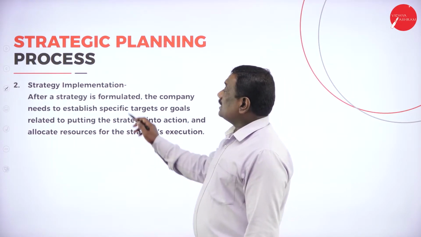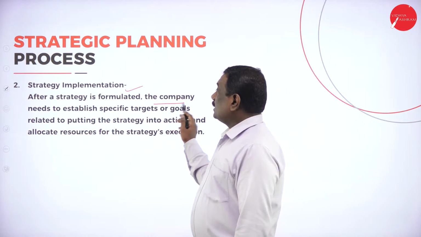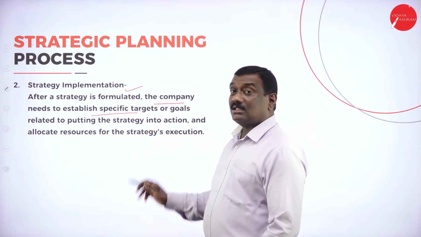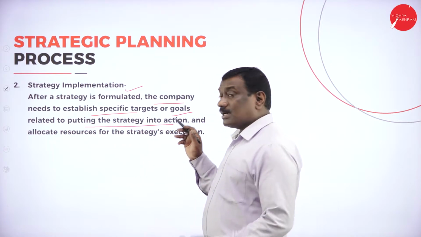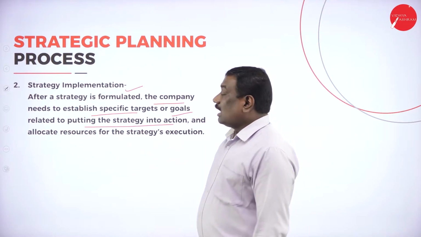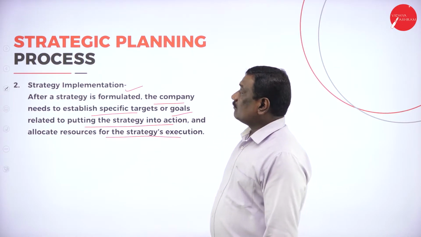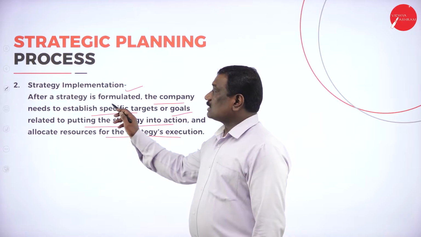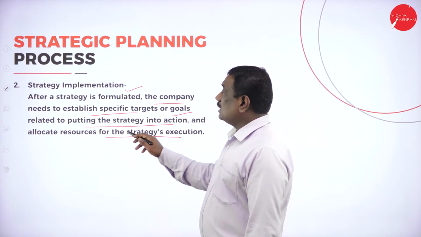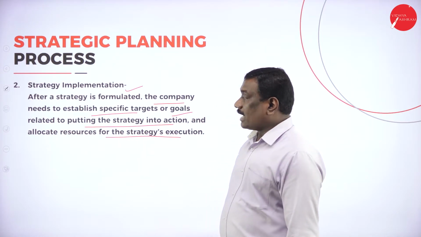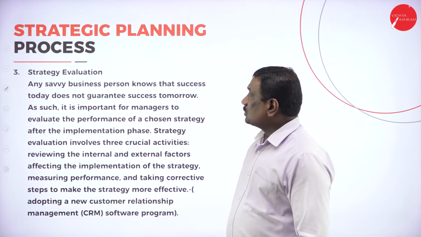Second is strategy implementation. After the strategy is formulated, the company needs to establish specific targets or goals related to putting that particular strategy into action, and they need to allocate the resources for the strategy's execution. So strategy implementation means that after the strategy is formulated, the company needs to establish specific targets or goals related to putting the strategy into action, and also allocate the resources for its execution.